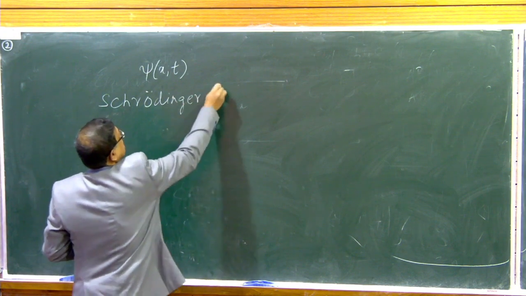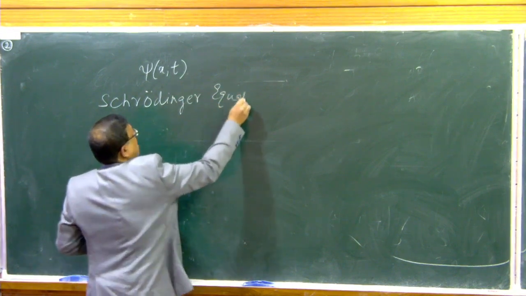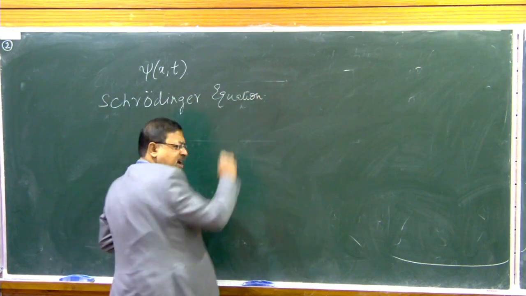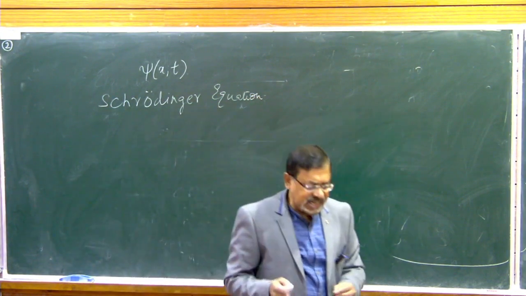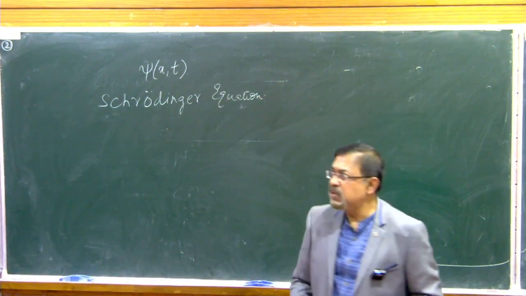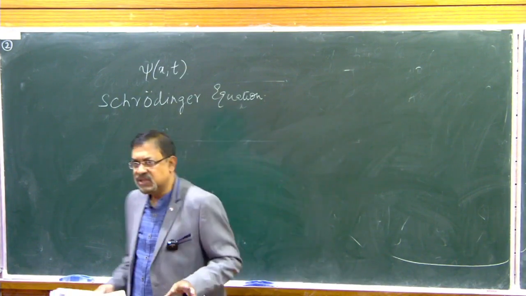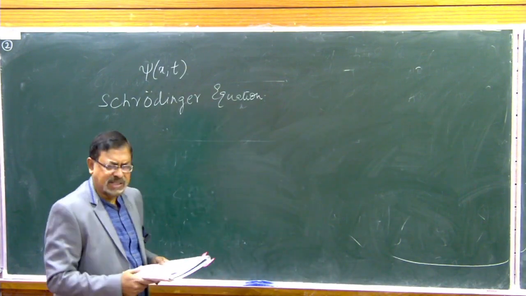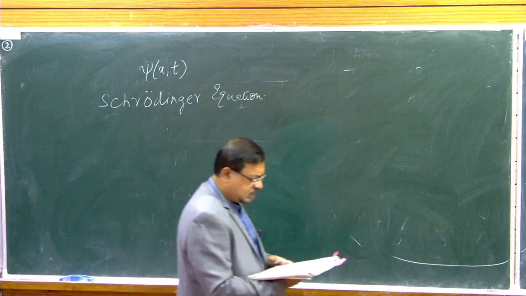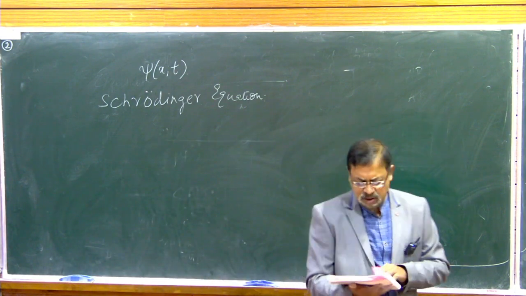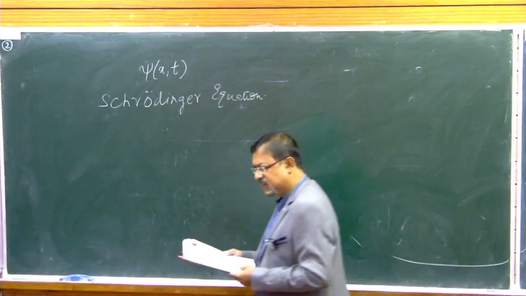So, the Schrödinger equation. We will not derive it, but we'll give a plausibility argument to arrive at this equation. It will take about 10 minutes, so maybe I'll overshoot by a few minutes, but not more than that, probably even less.